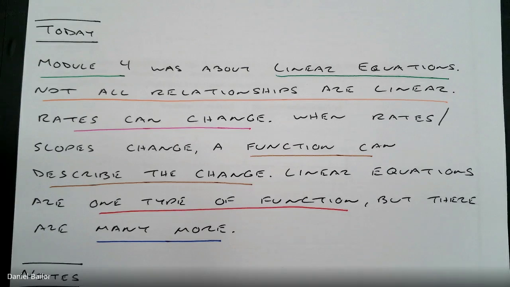A function works for linear or nonlinear equations. A function describes the change when the slope is not constant. So a linear equation can be a function, but there are lots of functions that are not linear equations. A linear equation is one type of function, but there are many more functions. We will see different types of functions in this module. Today you're going to see examples of functions that are not linear. Just so that you're aware, a linear equation is a function, but functions are not always linear. We're just showing you how functions are not linear. You do not just assume that functions are linear.